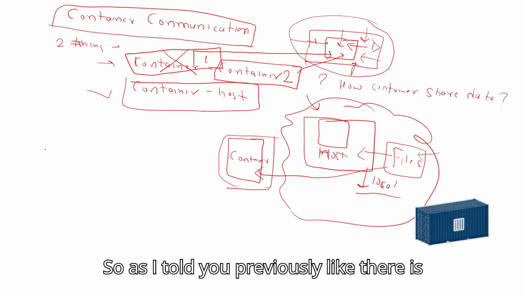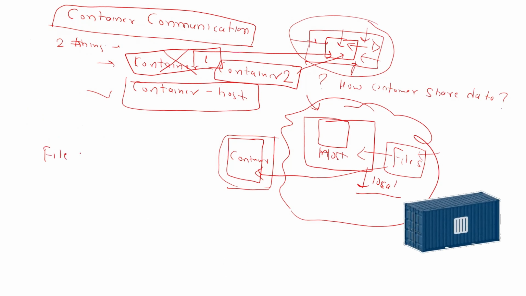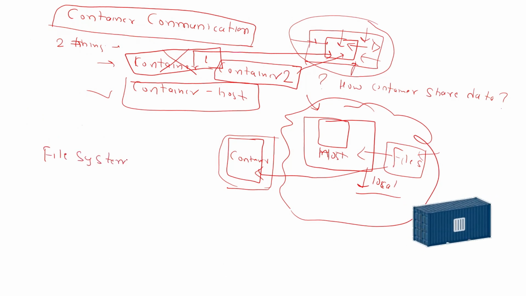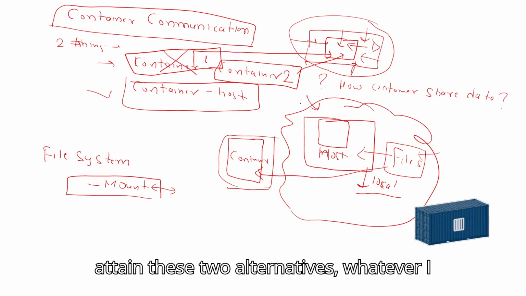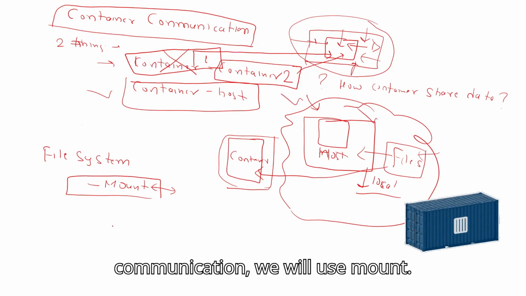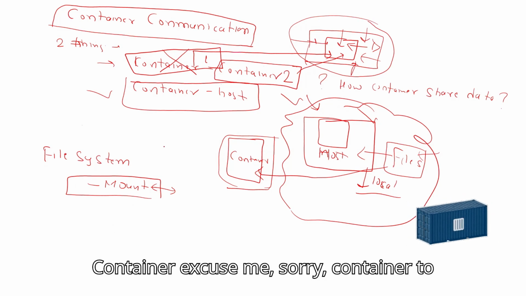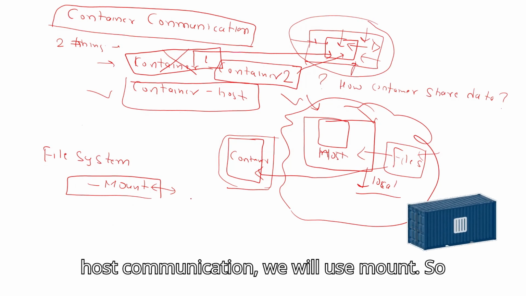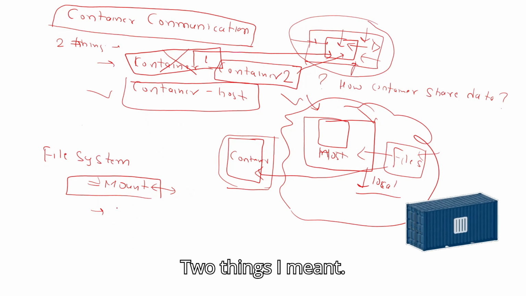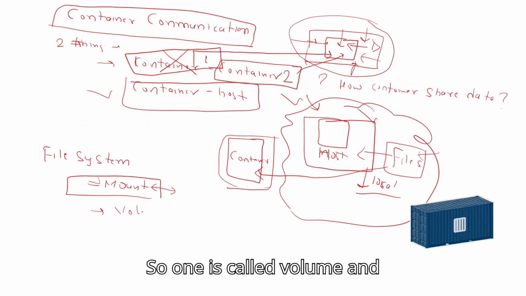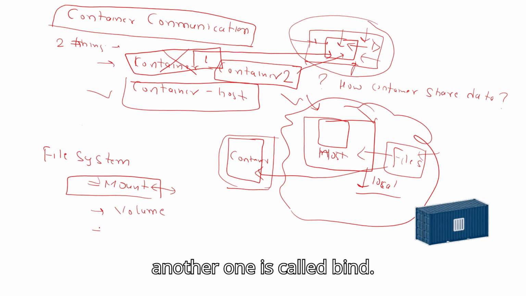As I told you previously, there is a file system called mount, right? This mount will be used to attain these two alternatives I have discussed. Container to container communication, we will use mount. Container to host communication, we will use mount. Now this file system mount has two things: one is called volume, another one is called bind.